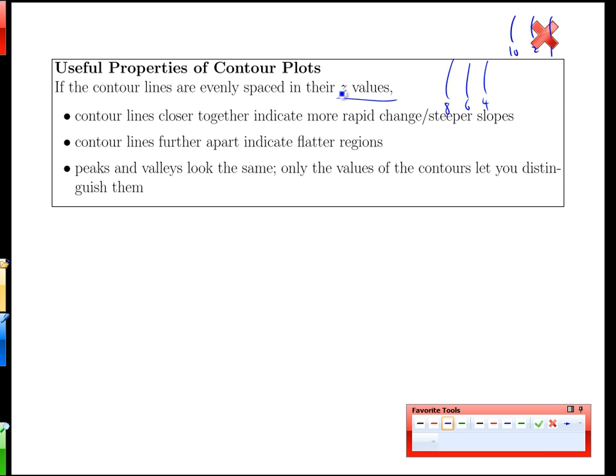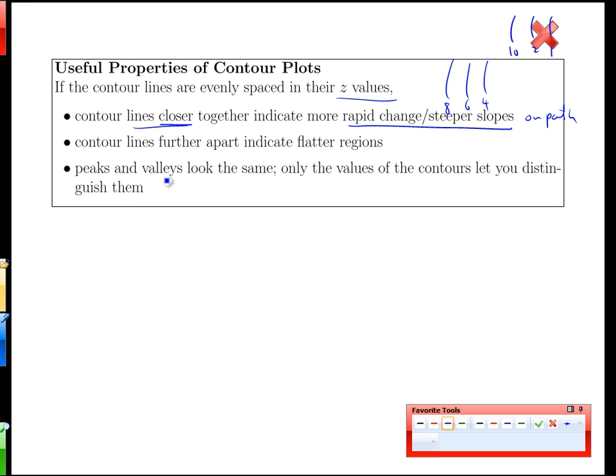If the contours we're presented with, or that we build ourselves, are evenly spaced in their Z values, then we have that property that we examined earlier: contour lines that are closer together mean a more rapid change when we change our position X and Y, or steeper slopes on the path or on the surface. If they're further apart, you get the opposite. It means a flatter region, less aggressively steep.